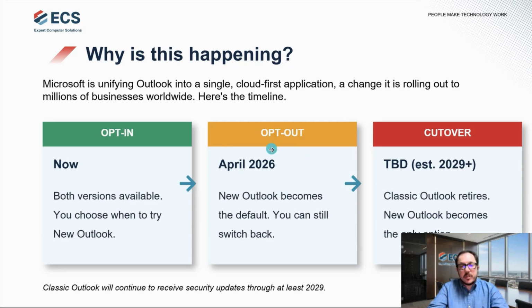As of April 2026, if you have a brand new computer, you are opted in to use the new Outlook. And if you don't want to use the new Outlook, you have to opt out. And there's a switch. We'll talk about how to use it. Now, in the future, date not yet established, they are planning to discontinue the old classic Outlook and only get people using the new Outlook on the system.